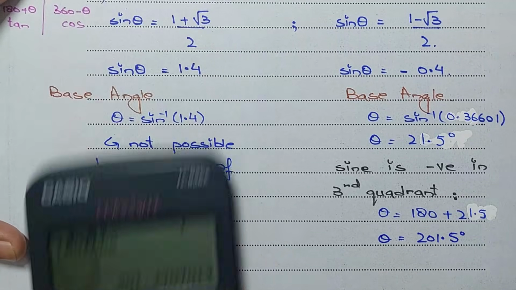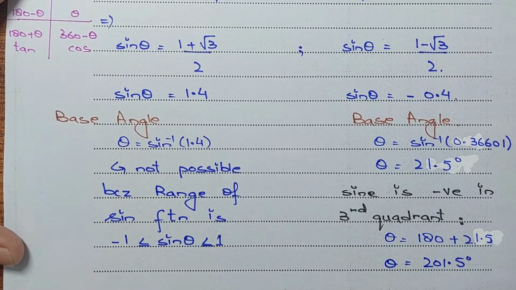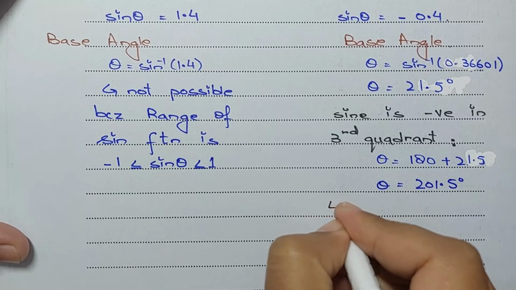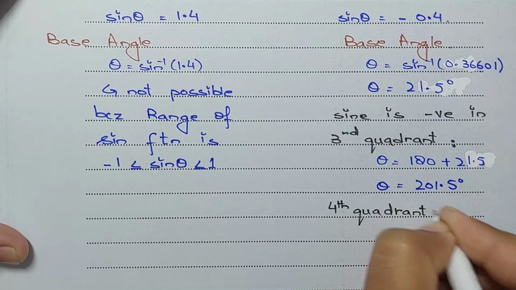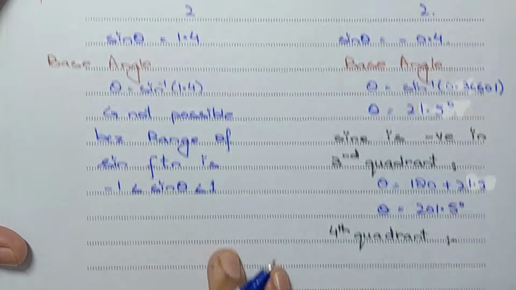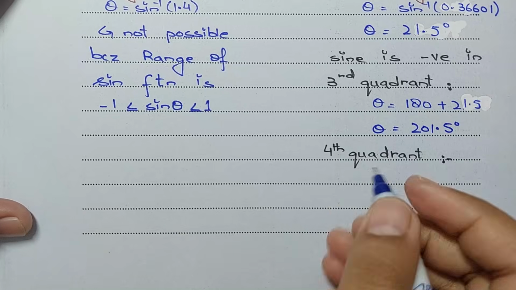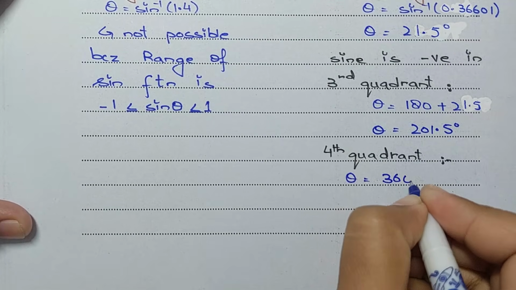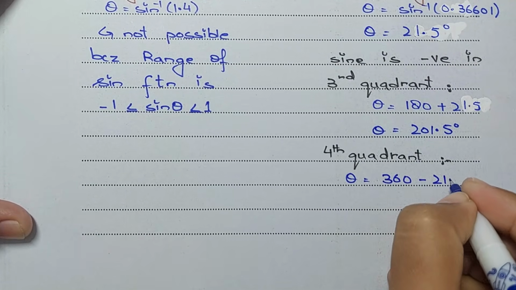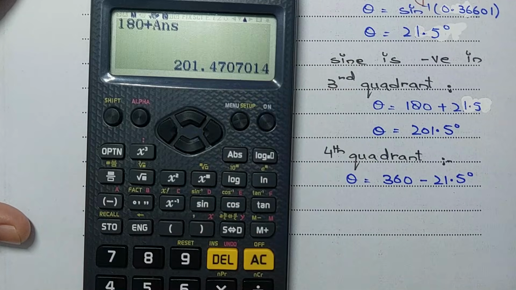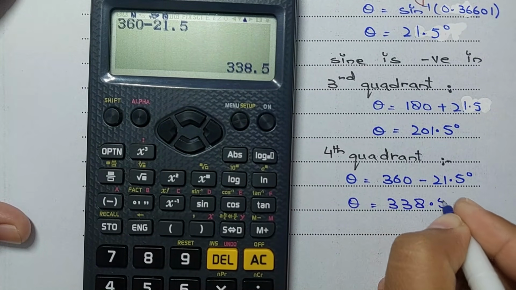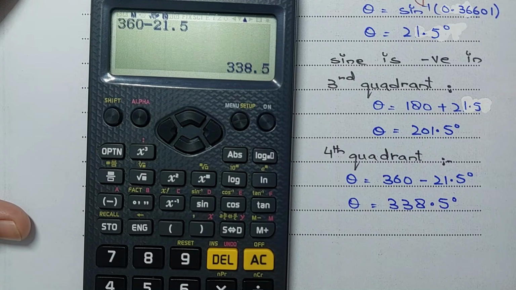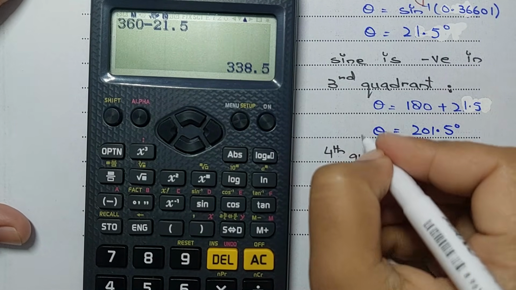Theta is 201.5 degrees, right? Sine is negative in the third quadrant. It is also negative in the fourth quadrant. So for the fourth quadrant, what is the value for theta? Which is 360 minus this base angle. So theta should be 360 degrees minus this base angle, which is 21.5 degrees. I hope this is clear now. 360 minus 21.5, theta is 338.5 degrees. These two answers are in the range from 0 to 360 degrees.